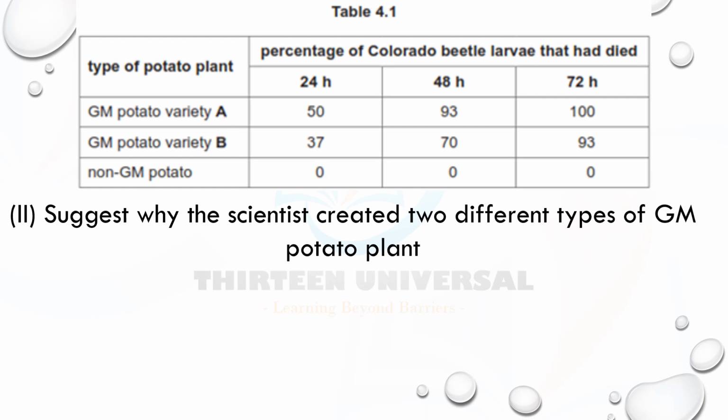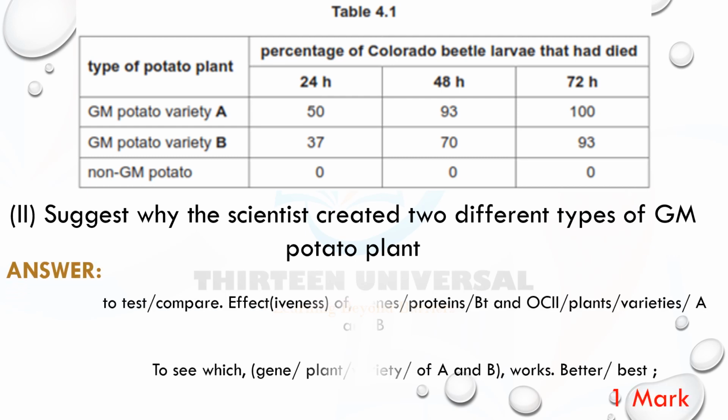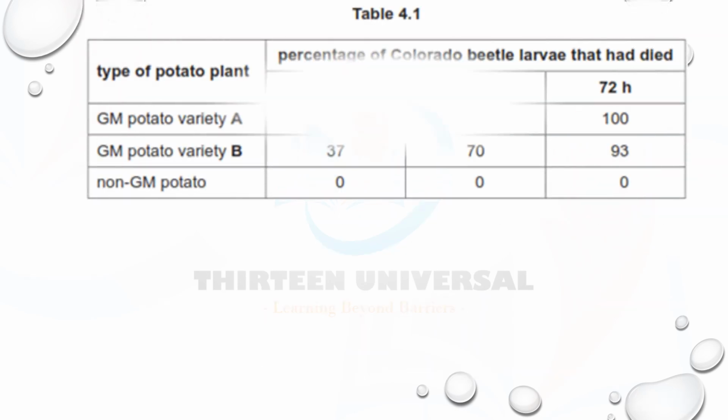Now the answer says to test or compare effectiveness of genes, proteins, Bt, and plant variety A and B, to see which gene or plant variety of A and B works better or best. Just 1 mark question. Okay, let's look at the next question. Remember, we're solving this together.